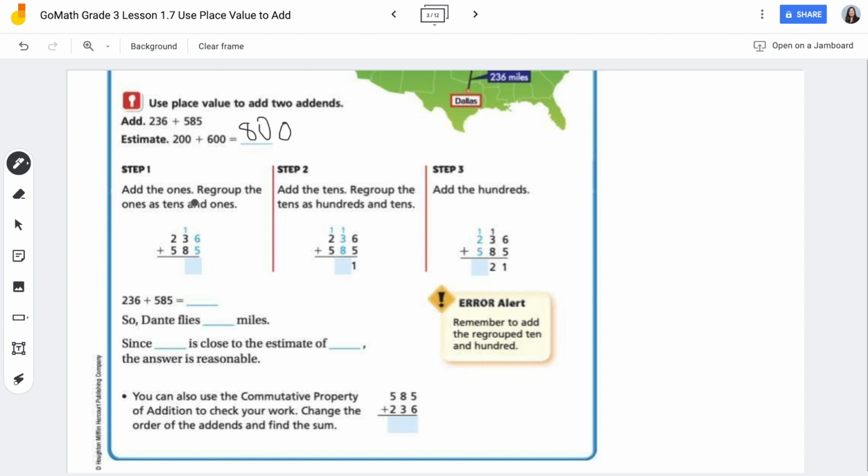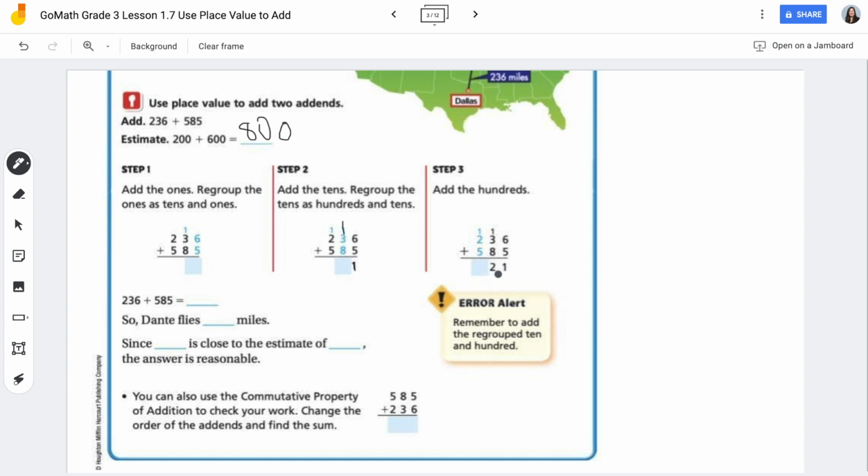We're going to add the ones, and we will have to regroup the ones as tens and ones. So 6 plus 5 is 11. And you can see we put the 1 from the tens place in the tens column, and the 1 from the ones place stays in the ones place. So now we're adding 8 plus 3 plus 1. Now I can't find a friendly 10, but I might think of it as 8 plus 2 plus 1. I can make a 10 and one more. So that's 11 plus 1 is 12.